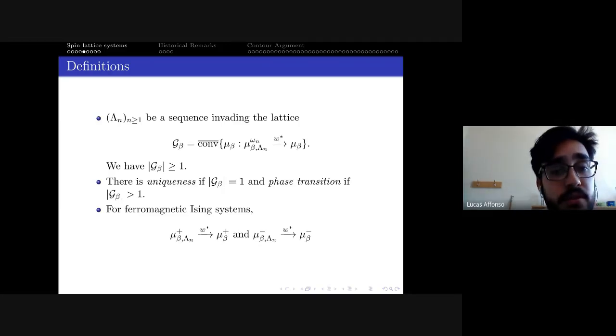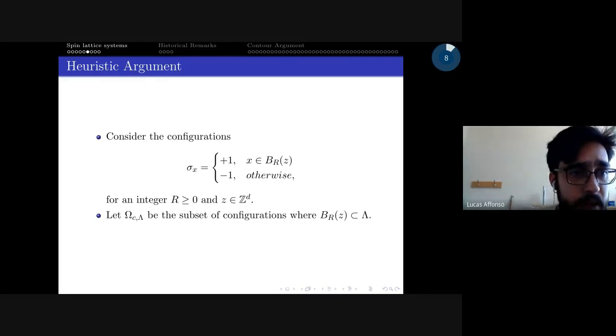And we say that there is uniqueness when the set has only 1 measure, and phase transition when there is more than 1. And for ferromagnetic Ising systems, you can show that there are at least two ways of constructing these measures. One is if you take the plus boundary condition, and the other one is if you take the minus boundary condition. So the strategy to show phase transition is to show that these measures that you get in the thermodynamic limit are different.